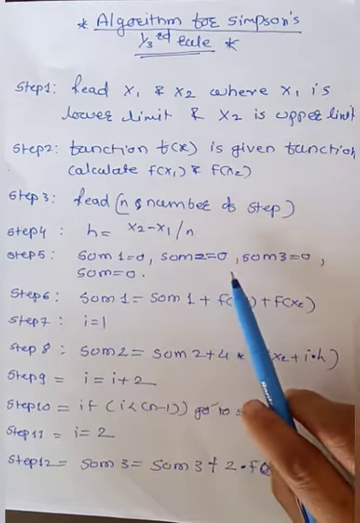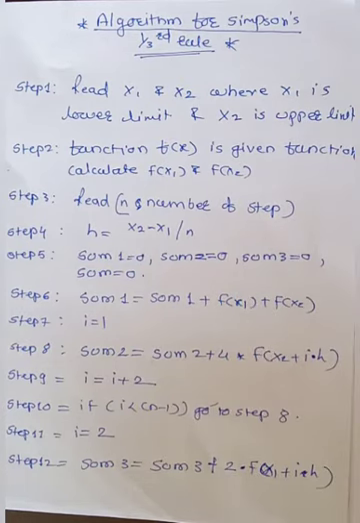Now in step 5, let us define the sums: sum 1, sum 2, sum 3 and sum. These variables are equal to what? 0. Got it? Okay, now see.